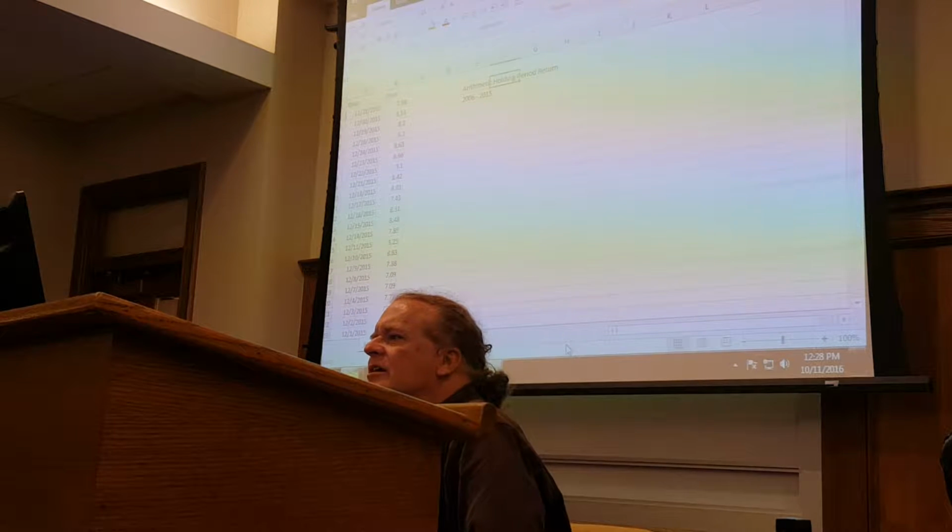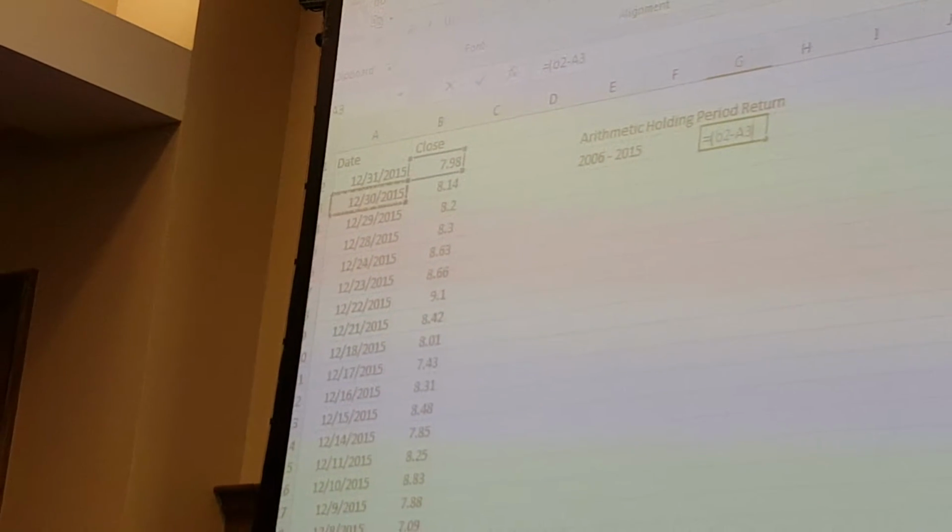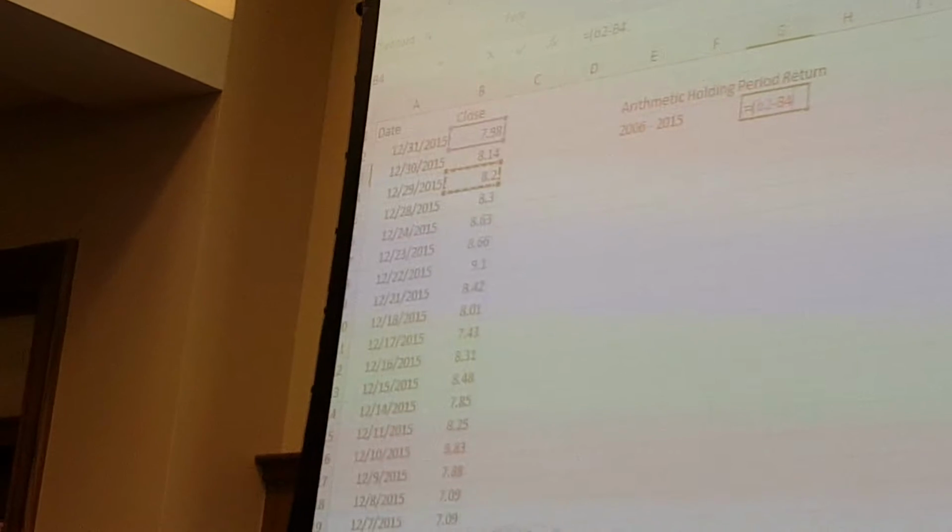So all I've got to do here, guys, this is going to be B2, the closing price on December 31st, 2015, minus, and I would go over here, go down to here, this will be B2519, the close of trading at the end of 2005.